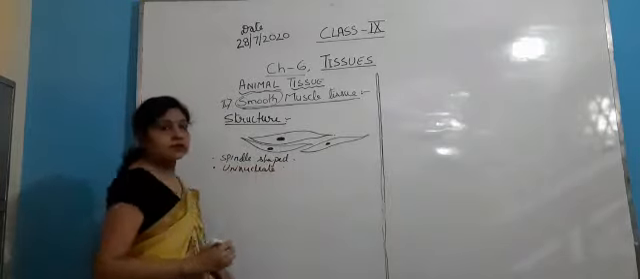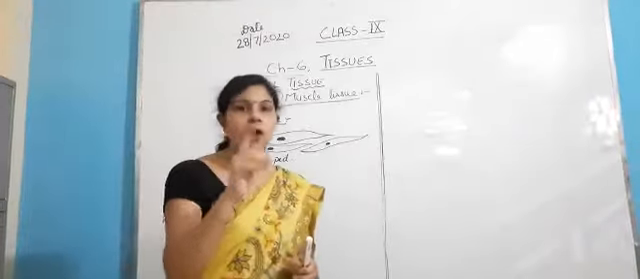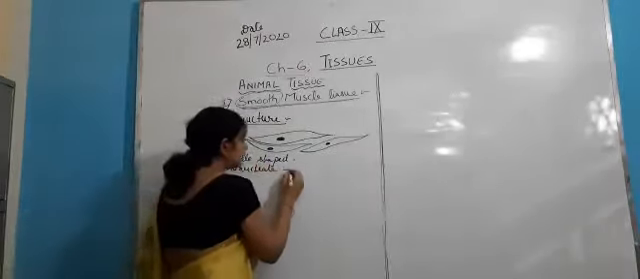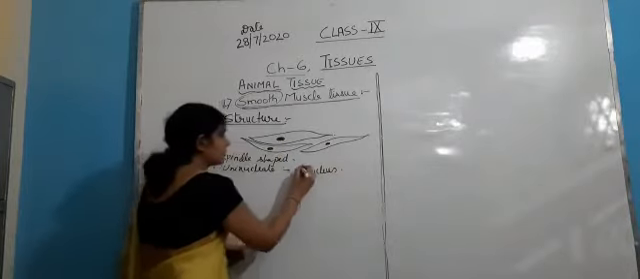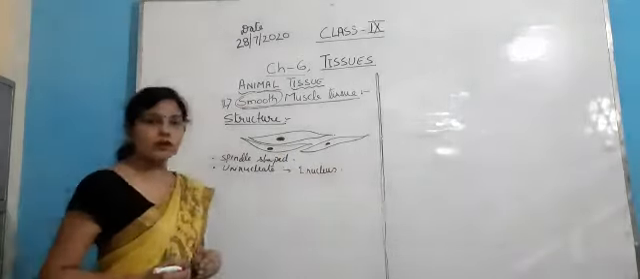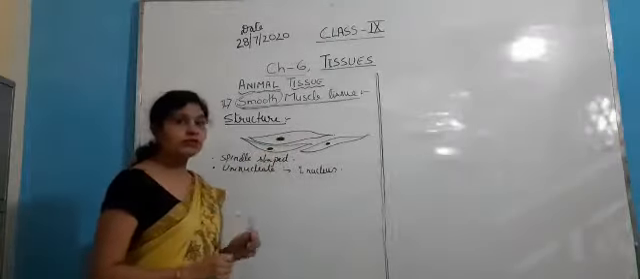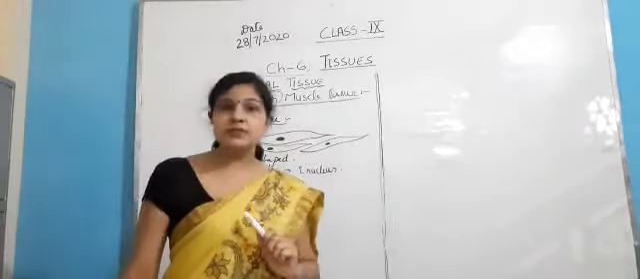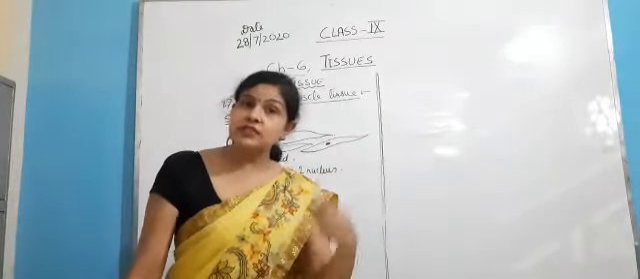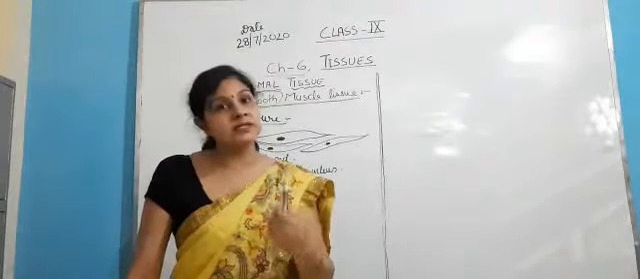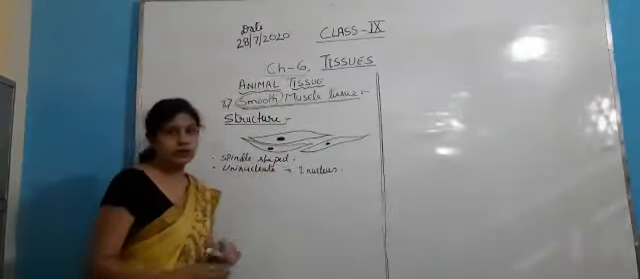Uninucleate means, uni means single, one. That means each cell possesses only one nucleus. So each cell is uninucleate, whereas you have seen in the striated muscle tissue that they are multinucleate. That means they have many nuclei in one muscle fiber or one muscle cell, whereas these are uninucleate.